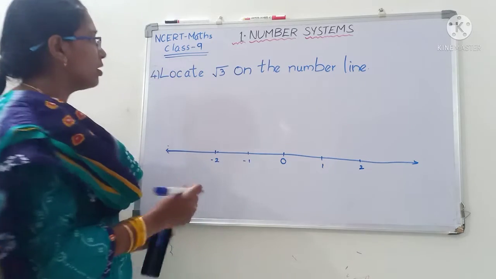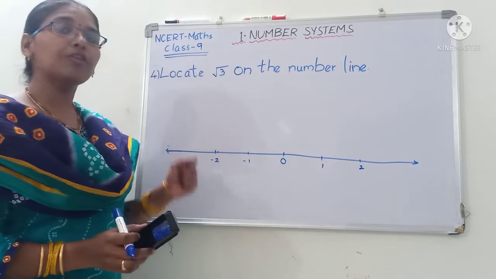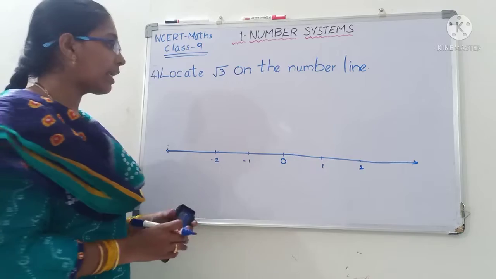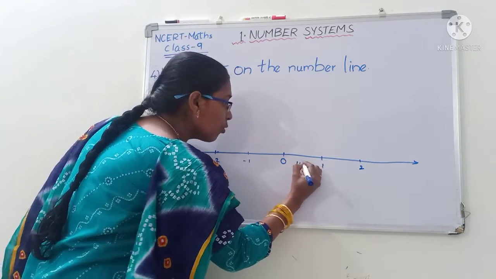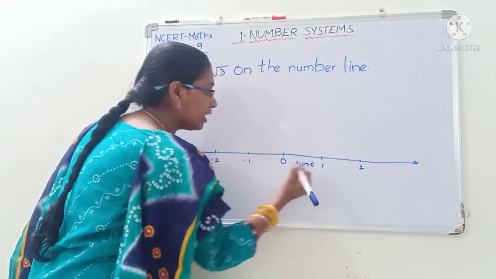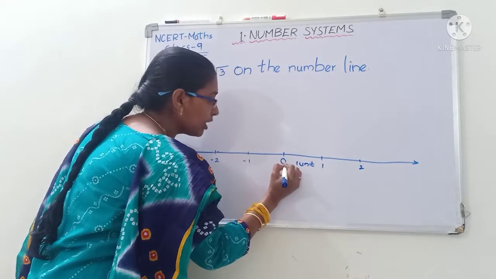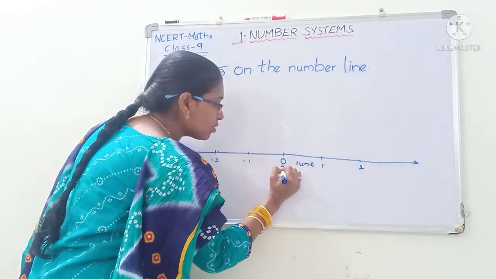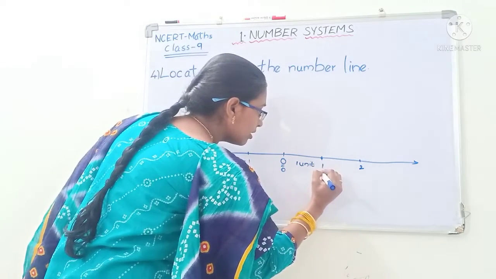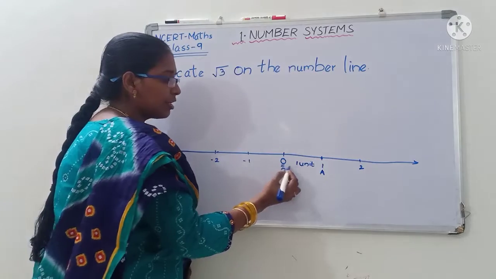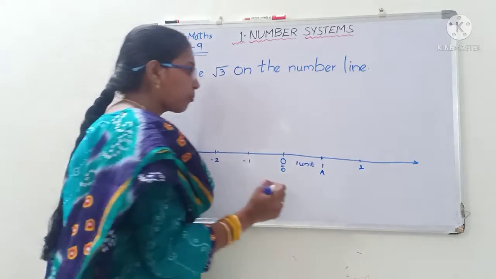Minus 2. So, what did we do, children, to locate root 2 on the number line? We first, what did we do? This is 1 unit. 0 to 1, it is 1 unit. This point 0, assume it as O, point O. And this point 1, assume it as A, children. OA is 1 unit now.